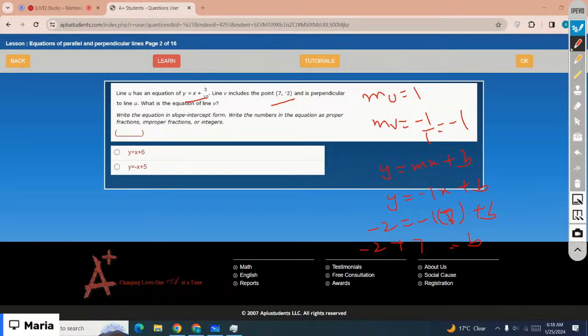7 minus 2 is 5, right? So the equation is y equals negative 1x plus 5. The correct option is y equals negative 1x plus 5. Option number 2 is the correct option. Got it?